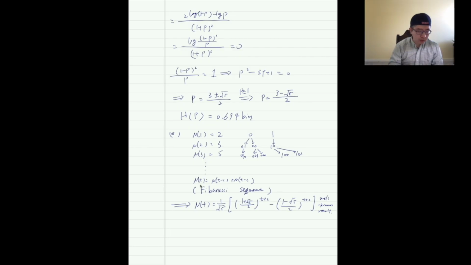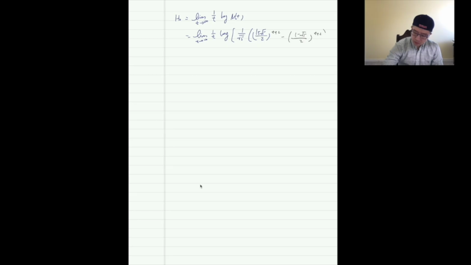The next step is to compute the limit, right? So let's compute it. This equals the limit of 1 over t times the log of nt, right? Okay, so let's plug nt in here. So we get this, with t plus 2 minus t plus 2. Okay, so now let's compute the limit.